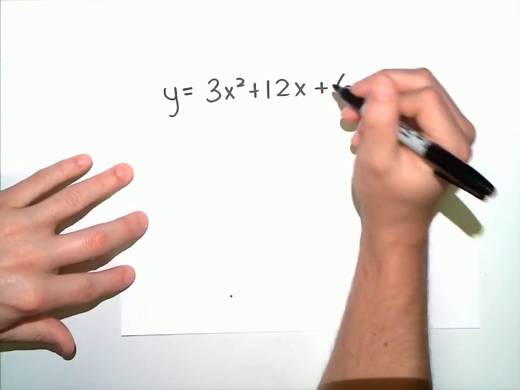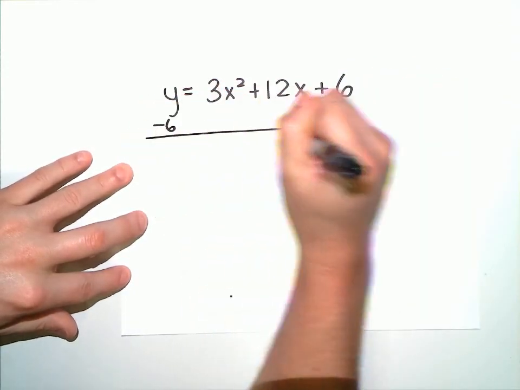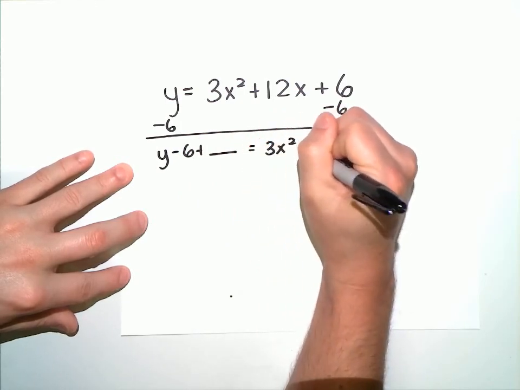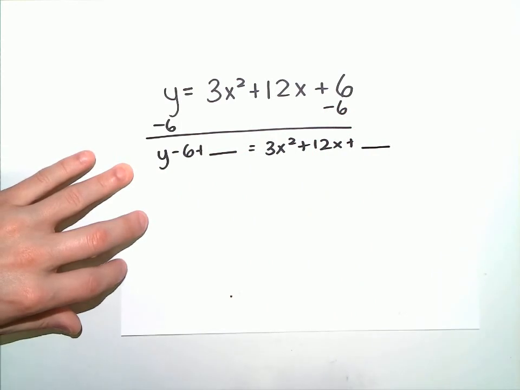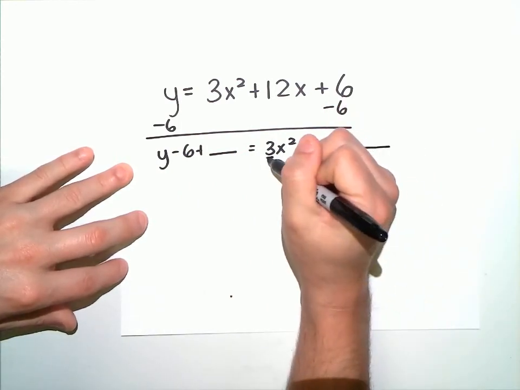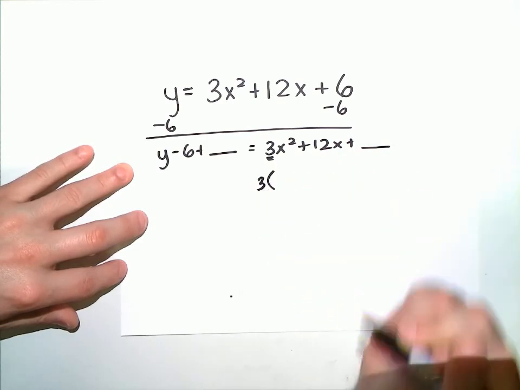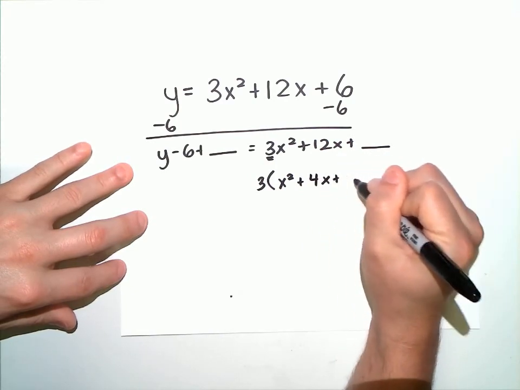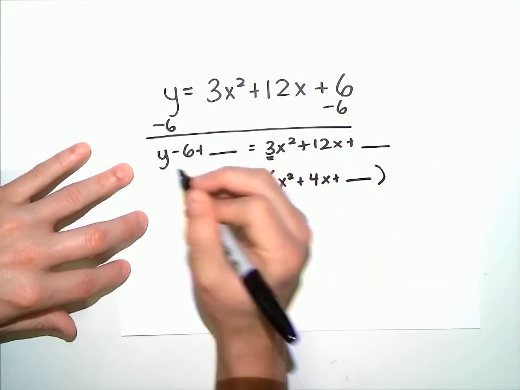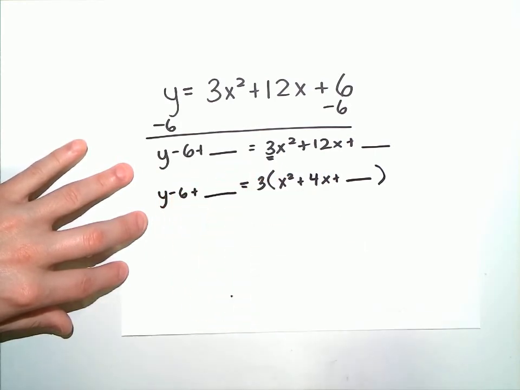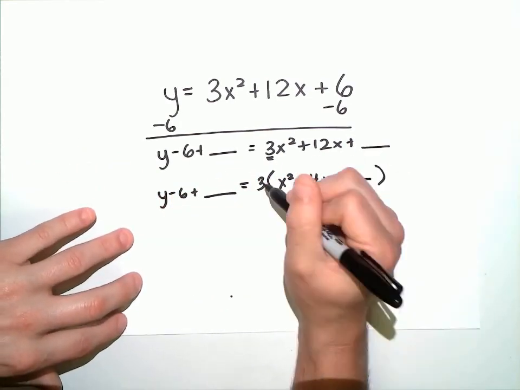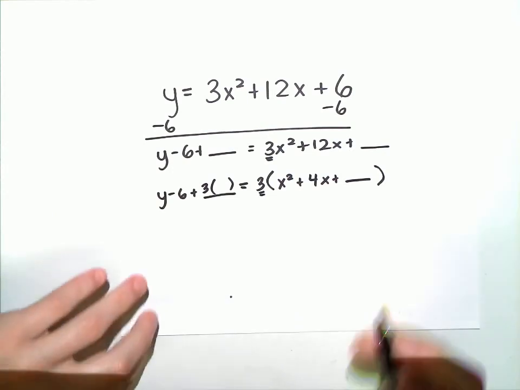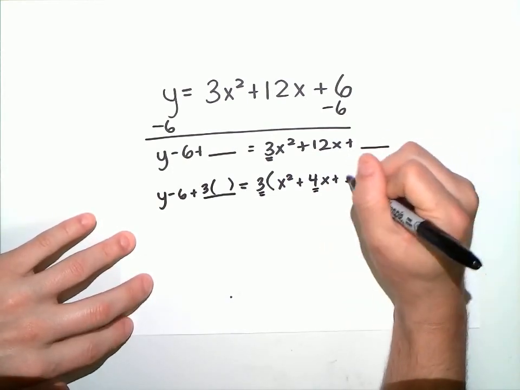All right, so let's see if we did it right. We're going to move that 6 over. We're going to get y minus 6 plus blank equals 3x squared plus 12x plus blank. Because there's a leading coefficient, the first thing I have to do is factor that coefficient out. So I'm going to get 3 times x squared plus 4x plus blank. And on this side, I'm going to get y minus 6 plus blank. But again, in this blank, because there's a times 3 out here, I need a times 3 over here as well.